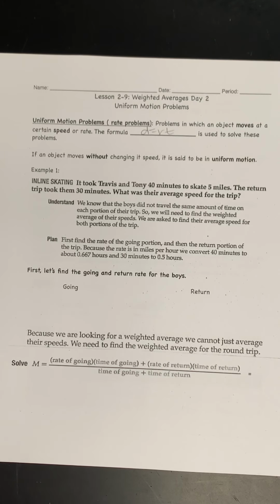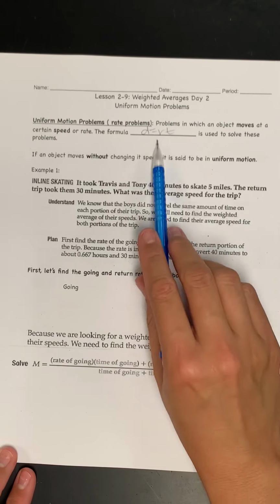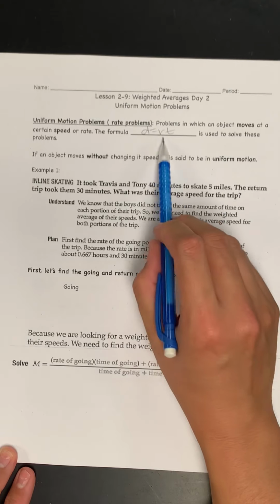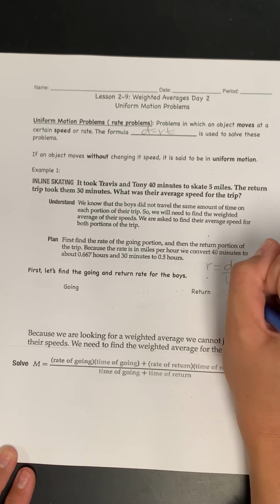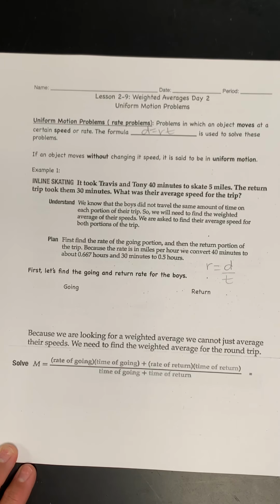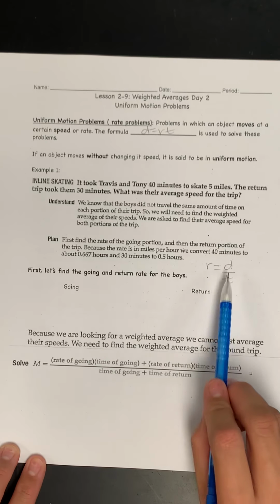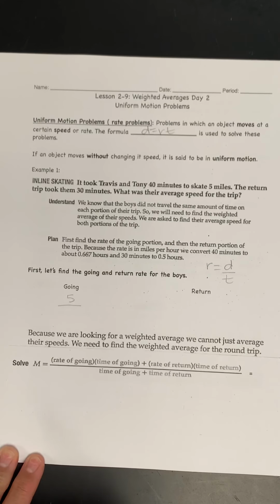So we're going to first practice by just finding the rate of each of the boys' trips. And to do that, we need to figure out what our formula would be for rate. So since we know distance equals rate times time, to get rate by itself, we would be dividing both sides by t. So rate equals distance over time. Okay, so if we were to look at the going, they're going to travel 5 miles. So I'm going to plug that in for D. But their time is 40 minutes.